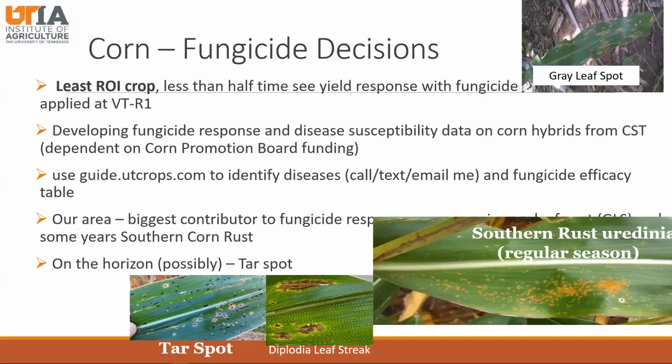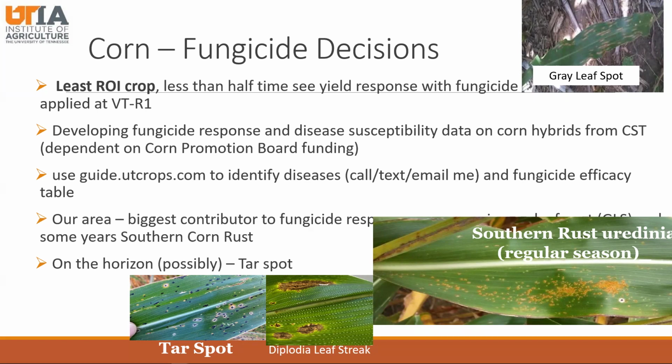So now moving on to corn. Corn is the least responsive to a foliar fungicide. Essentially, you have the least probability of a return on your investment for a foliar fungicide in corn. Less than half the time I see a yield response with a fungicide, but if you're going to see it, it would be where a fungicide is applied at tasseling to the brown silk stage.